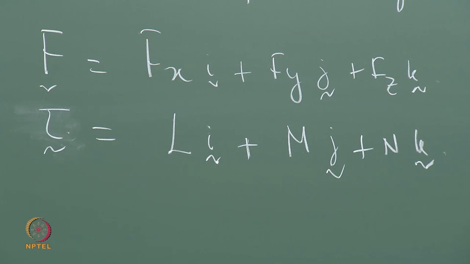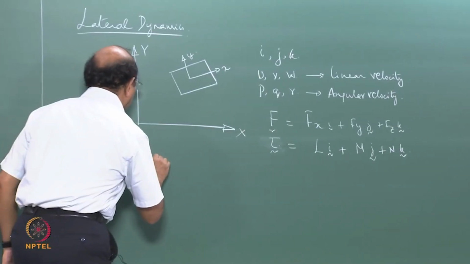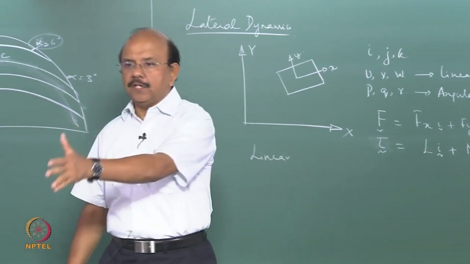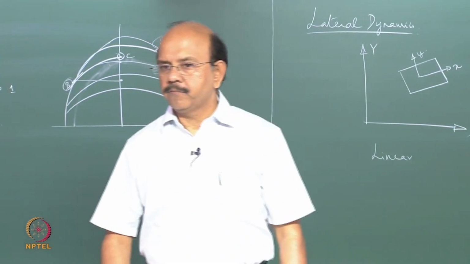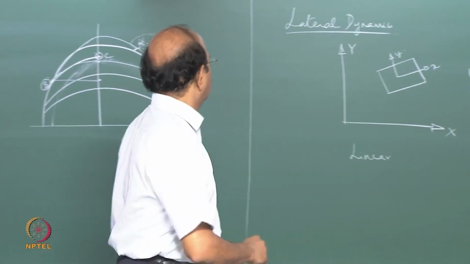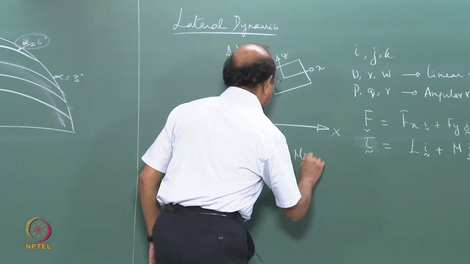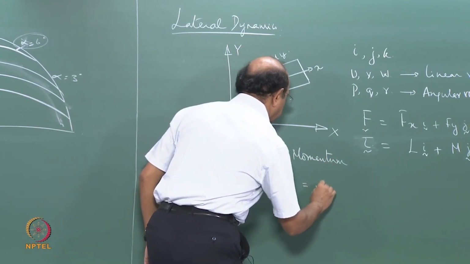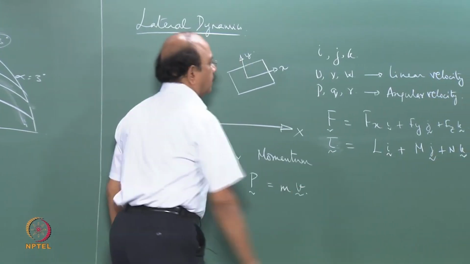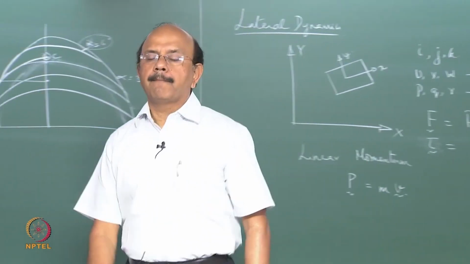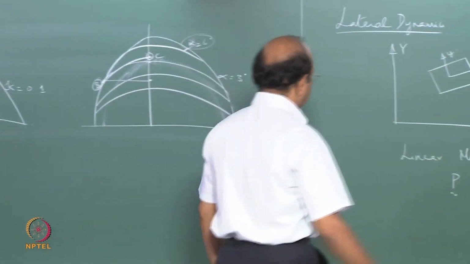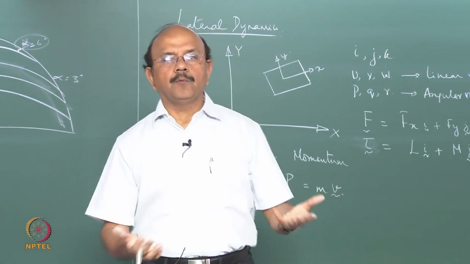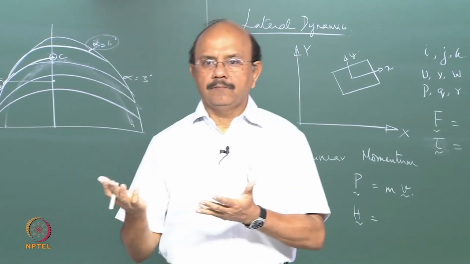What am I going to do? I'm going to first write down the linear momentum and the angular momentum, and I'm going to look at the rate of change of this momentum, and the result is the Newton-Euler equation. Right? That's all I'm going to do. So let me write down first the linear momentum, P equals mv, and the angular momentum, let me call that as h. What is angular momentum? I omega.